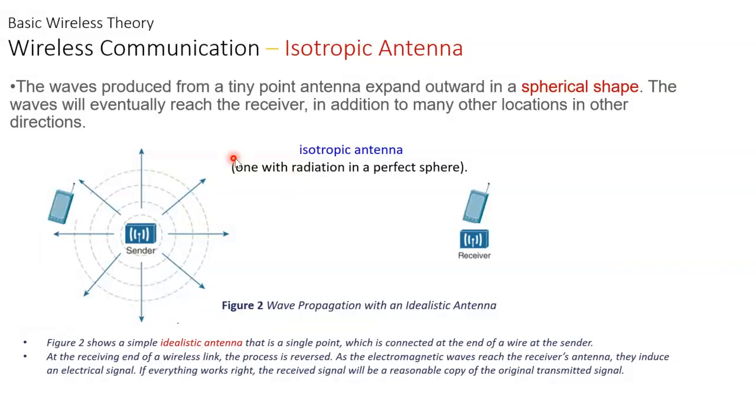So the waves produced from a tiny point antenna expand outward in a spherical shape. The waves will eventually reach the receiver, in addition to many other locations in other directions. So, figure 2 shows a simple idealistic antenna that is a single point which is connected at the end of a wire at the sender. At the receiving end of a wireless link, the process is reversed. As electromagnetic waves reach the receiver antenna, they induce an electrical signal.